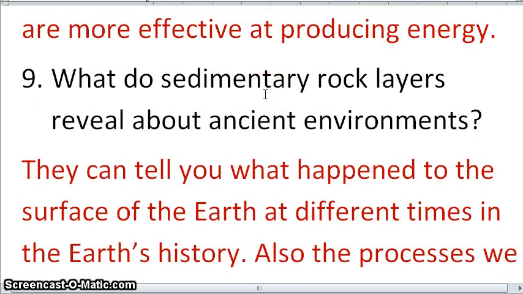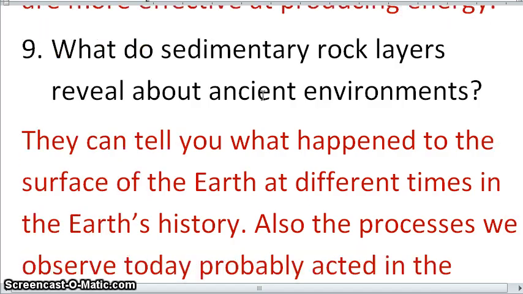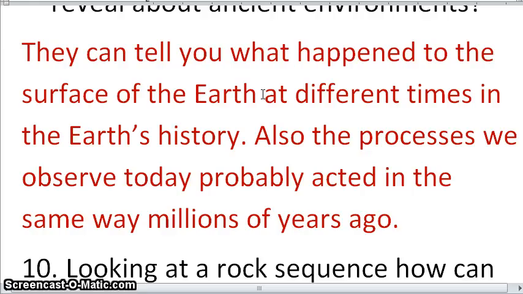Question 9. What do sedimentary rock layers reveal about ancient environments? We have here for the answer, they can tell you what happened to the surface of the Earth at different times in Earth's history. Also, the processes we observe today probably acted in the same way millions of years ago. This principle of uniformitarianism, processes like weathering and erosion, probably happened the same way millions of years ago as they do today, and as they will occur in the future.